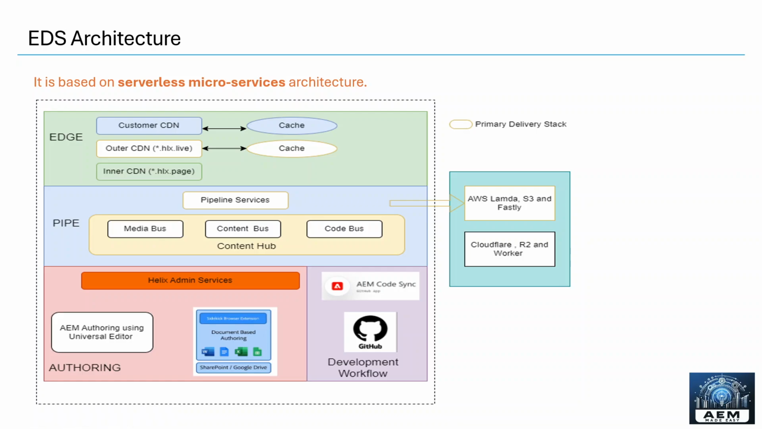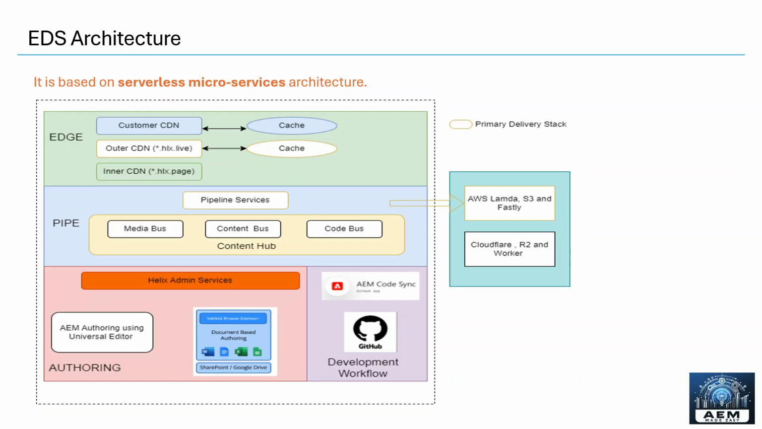These are basically stored in a content hub, and this content hub uses S3. So let's talk about the content hub first. Content hub is a content store optimized for delivery that uses Amazon S3.